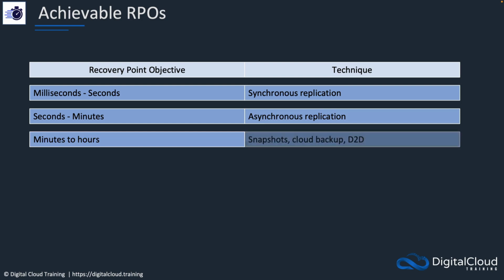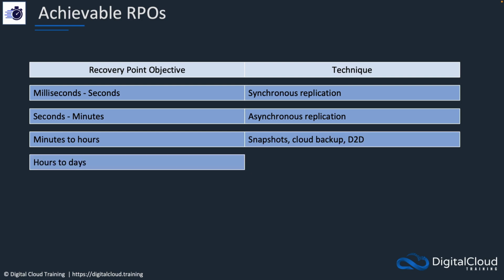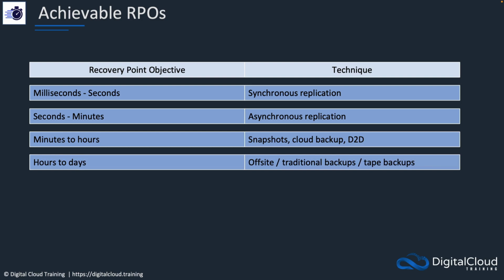Next, we've got minutes to hours. So techniques here, you might use snapshots, you might use cloud backup from your on-premises systems, or D2D, which is disk to disk, where we're copying data from one disk system to another one. Next, you've got hours to days. Obviously, this is a long time now. This is where potentially you have your backup data off-site. You've got traditional backups of some sort. They might be going to tape. They might be going to off-premises systems somewhere else.